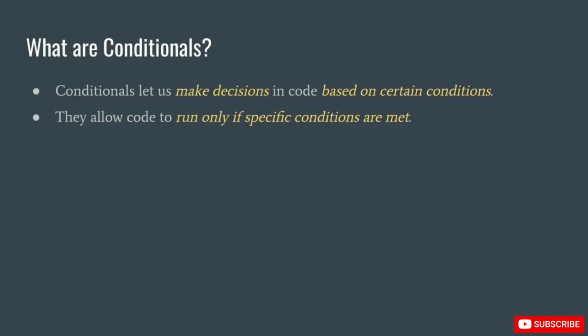Conditionals allow us to make decisions within our code. They enable us to run specific blocks of code only when certain conditions are met, making our programs responsive to different scenarios. For instance, with conditionals, we could check if it's sunny and decide to wear sunglasses, or if it's raining, we could bring an umbrella. This ability to control the flow of code based on conditions is fundamental for creating dynamic and interactive programs.